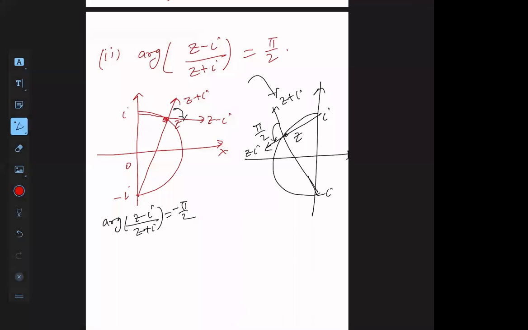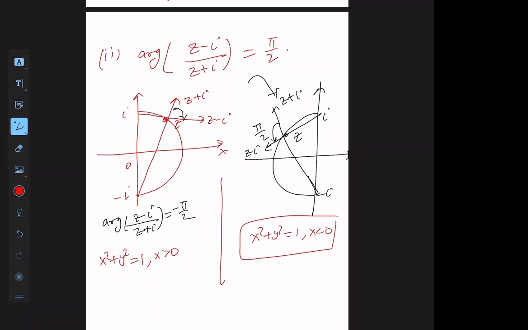Now in coordinate geometry form, or in set form, this is the equation of a circle having center at origin and radius 1. But which part? When x is positive. And this is the equation of the circle when x is negative.